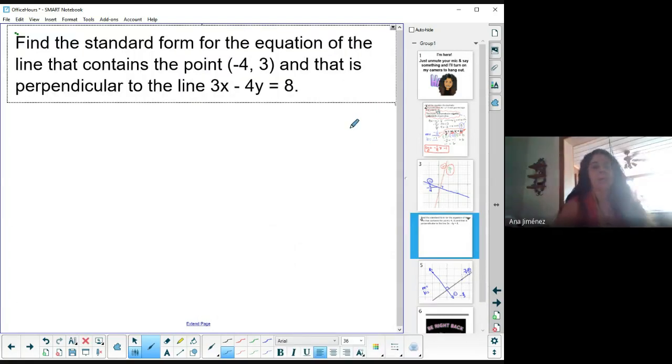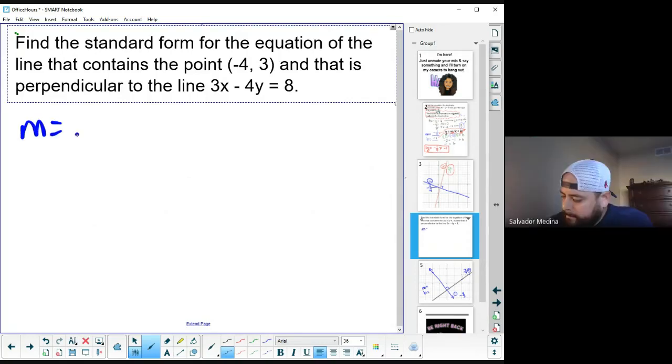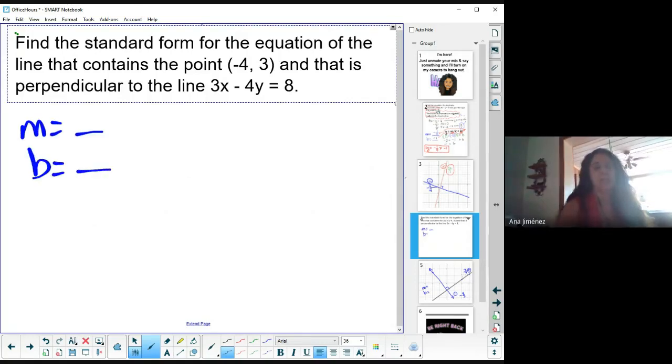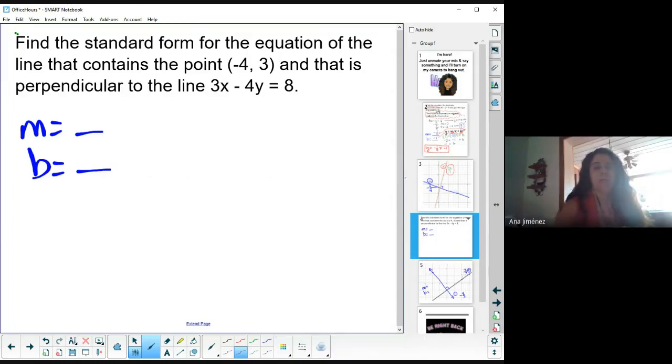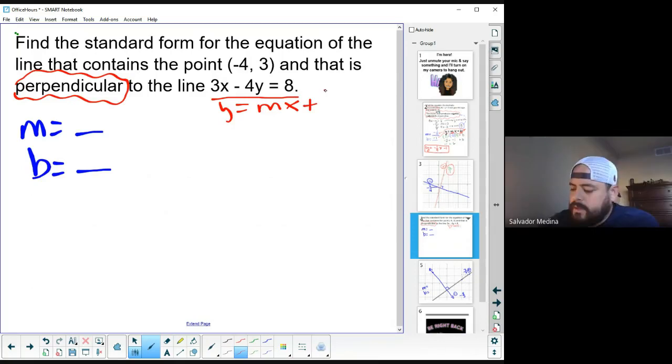So again, I want the slope and I want the y-intercept. Those are the two things that I need. I'm going to start off with, because it's perpendicular to this line here, I'm going to write that, and you're going to help me out. How do I write that in y equals mx plus b form? So first we'll move over the 3x to the other side. So the equation will read -4y equals -3x plus 8.